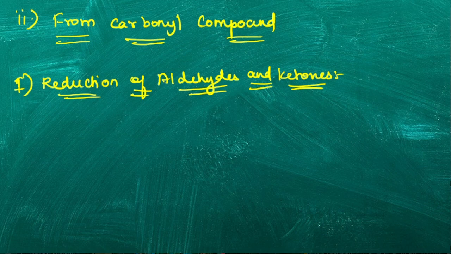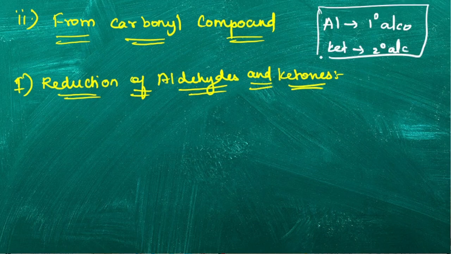Next we are moving on to preparation from carbonyl compounds. The first one is the reduction of aldehydes and ketones. First you are taking the aldehydes. Whenever you take the aldehydes, you will get the primary alcohol. Whenever you take the ketones, you are going to get the secondary alcohol. This is one of the key things you can remember.